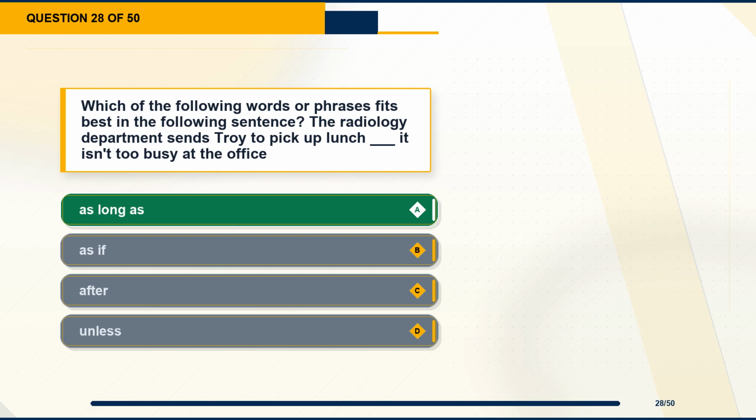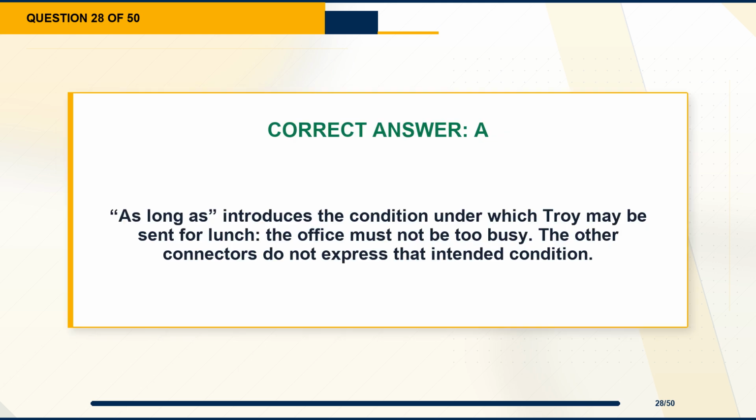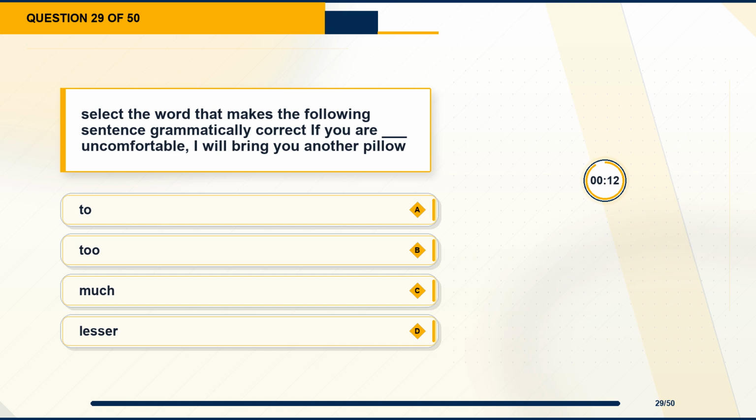The correct answer is option A, as long as. Explanation: as long as introduces the condition under which Troy may be sent for lunch, the office must not be too busy. The other connectors do not express that intended condition. Question 29. Select the word that makes the following sentence grammatically correct.